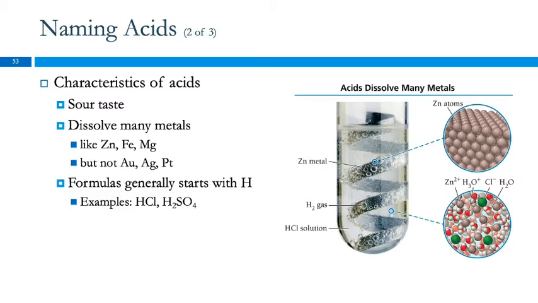Another characteristic of acids is they can dissolve many metals, like zinc, iron, magnesium, but they don't dissolve all metals. So remember the experiment we did on Monday. That's the day it was. You took the copper wire and you added nitric acid, and the copper wire melted. It disappeared, right? It dissolved. The acid dissolved the metal. Here's a photograph of hydrochloric acid dissolving zinc metal.